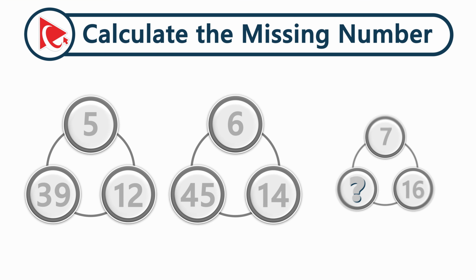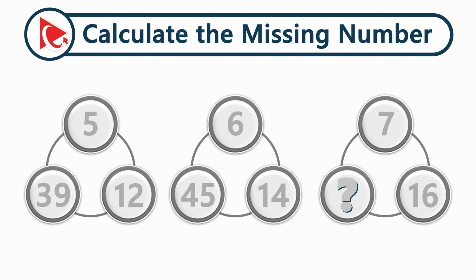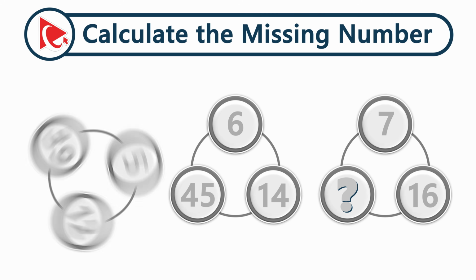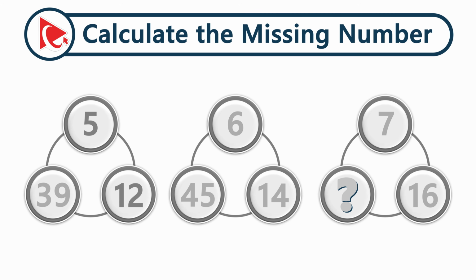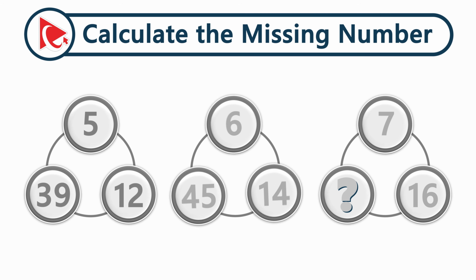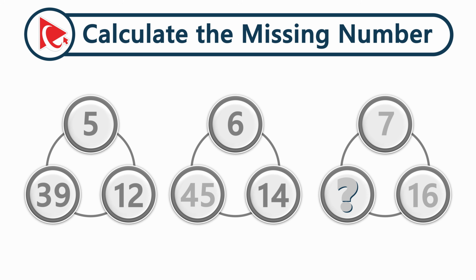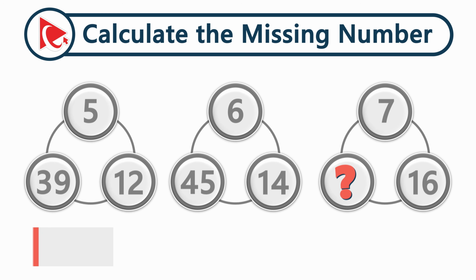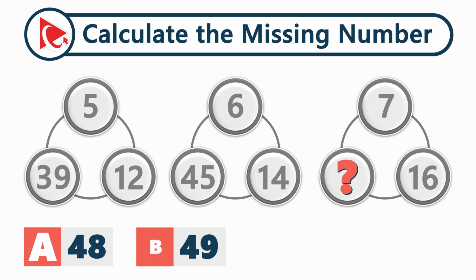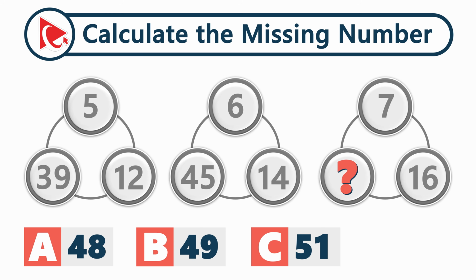You're presented with 3 cool looking shapes. Let's call them combo circles. Each shape has 3 digits inside. The first shape has numbers 5, 12, and 39. The second shape has numbers 6, 14, and 45. And then the third shape only has 2 numbers, 7 and 16. And you need to calculate the third missing number and select the answer out of 4 possible choices. Choice A, 48. Choice B, 49. Choice C, 51. And last but not least, choice D, 52.